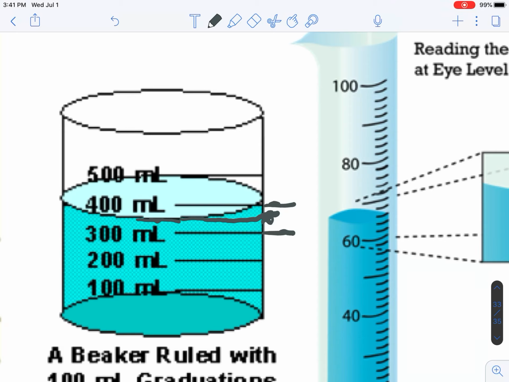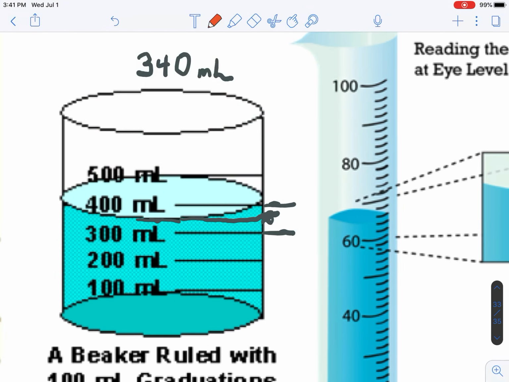Now, we could make an estimate in the tens column of what the value is, and we should, because we know it's greater than 300, we know it's less than 400. And no matter who looks at this beaker, they're all going to put the first number down as 3, somewhere between 300 and 400. Now that second number, some of you might be saying it's about halfway, 50, maybe a little less, 40, or maybe a little bit more, 60. I'm going to write that it's 340. And then that's going to be my recorded value.